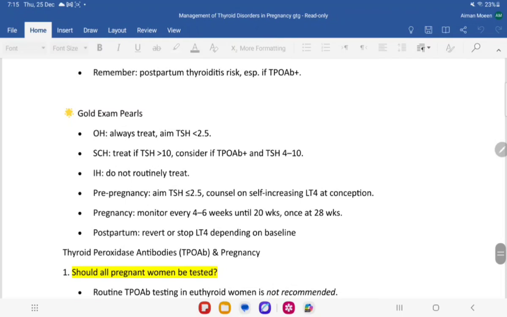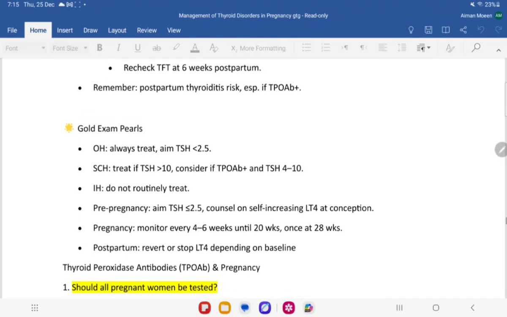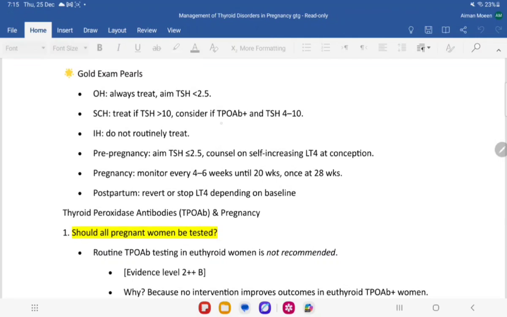Now some examples. Overt hypothyroidism, always treat. Aim is TSH less than 2.5. Subclinical hypothyroidism, treat if TSH is more than 10. Consider if thyroid peroxidase is positive and TSH is between 4 to 10. Isolated, do not routinely require treatment. Pre-pregnancy, aim TSH less than 2.5 if she's already on treatment. Okay, if she's already on treatment, this is just the upper limit for the treatment.